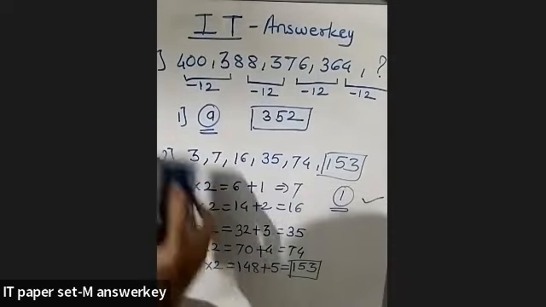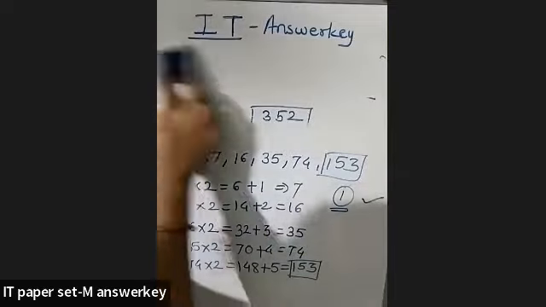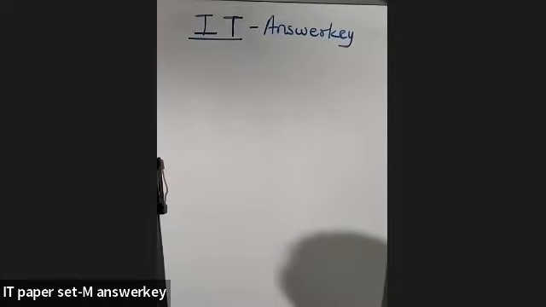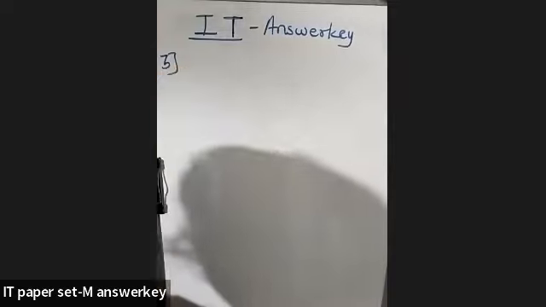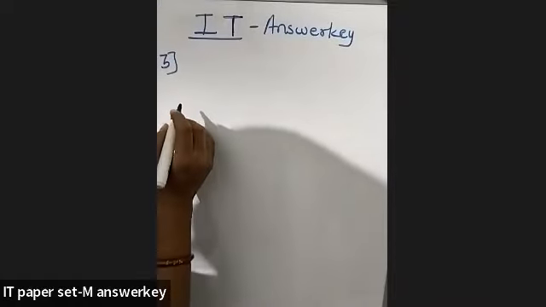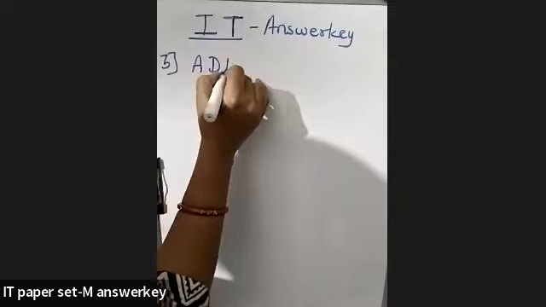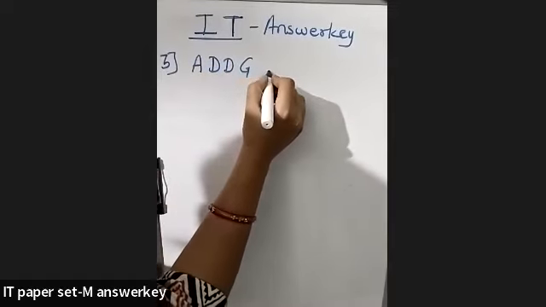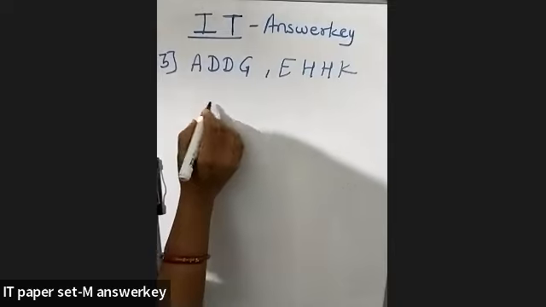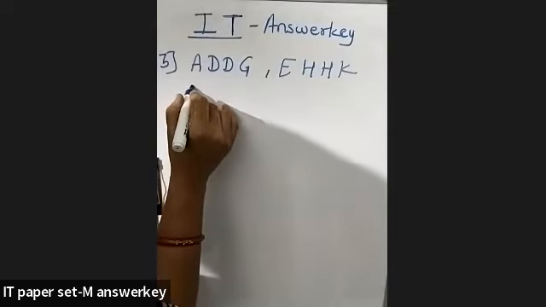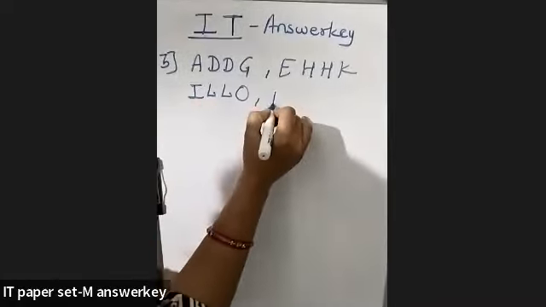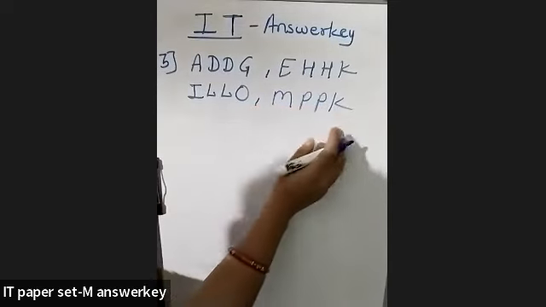Now come to the question number 3. Question is, fill in the blank. So, A, D, D, G. Next one is, E, H, H, K. Next one is, I, L, L, O. M, P, P, S.